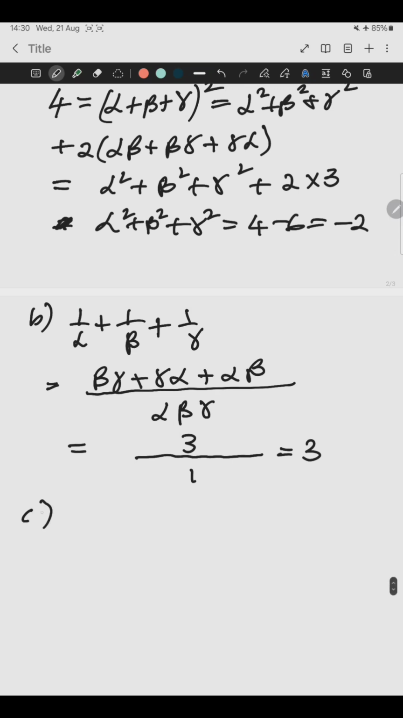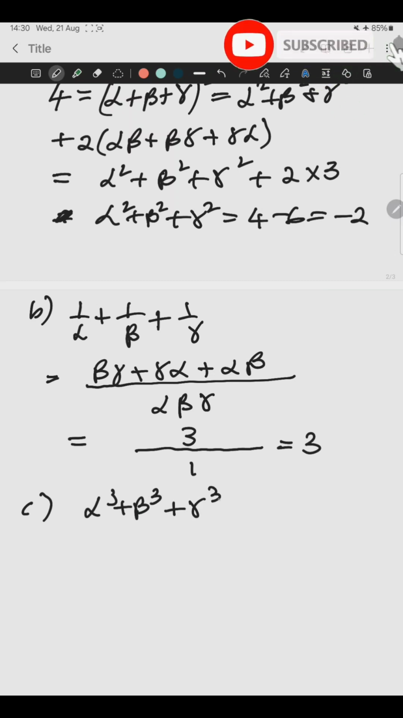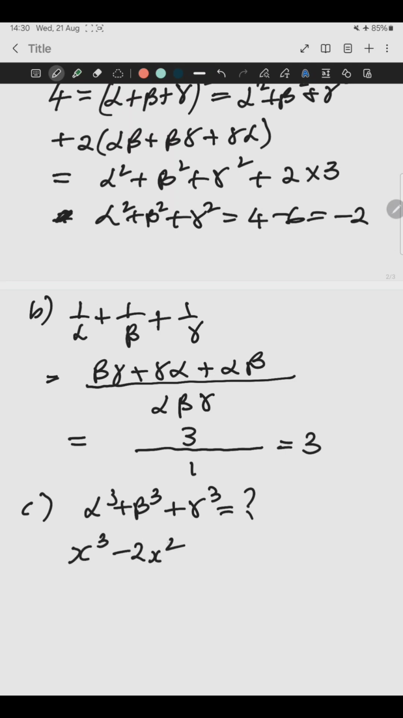The third part, we've got to find alpha cubed plus beta cubed plus gamma cubed. Right. Okay. Well, if we look at our equation, which was x cubed minus 2x squared plus 3x minus 1 is 0.